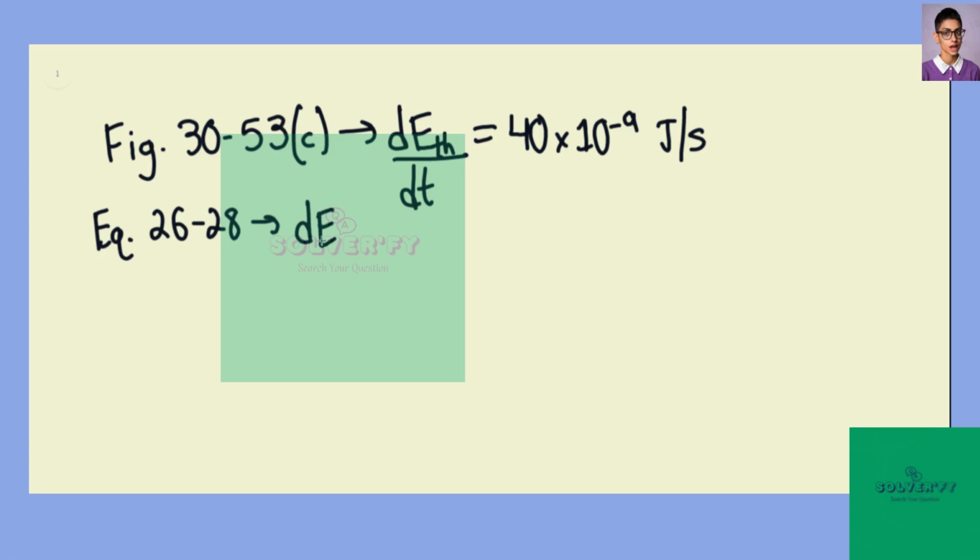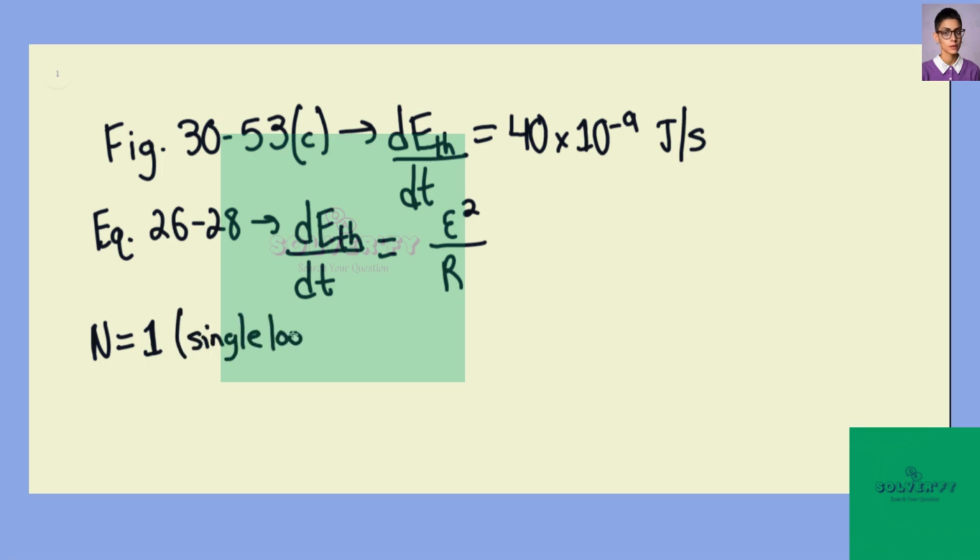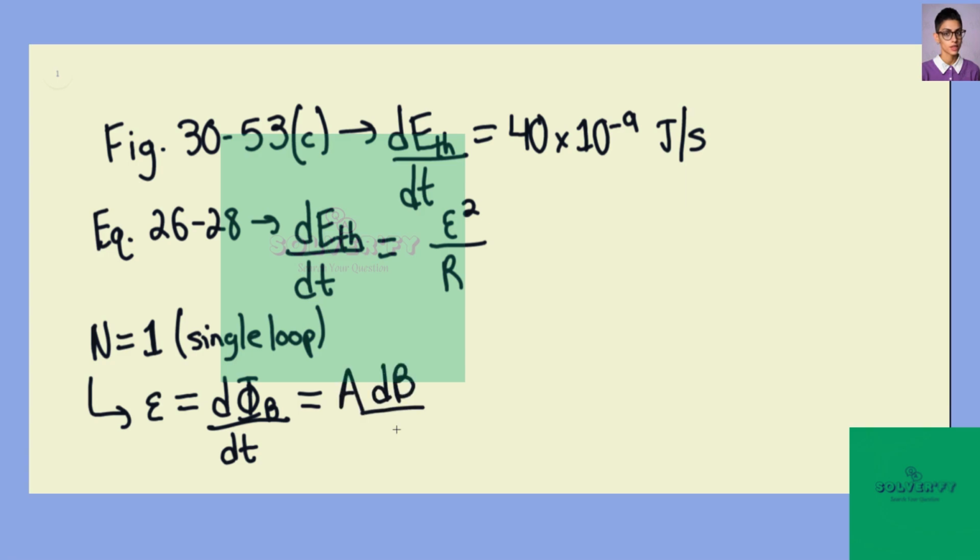the change in the thermal energy with respect to time is equal to the induced EMF squared divided by the resistance. We can find the induced EMF in a single loop, so we simply say N equals 1 for a single loop. Then using Faraday's law, the EMF is equal to the change in the magnetic flux with respect to time. This equals the area times the change in the magnitude of the magnetic field with respect to time.